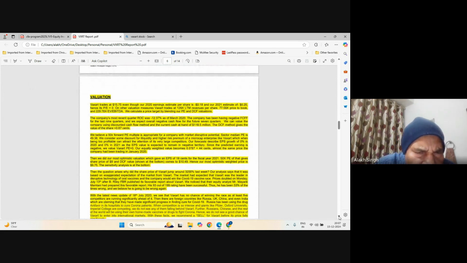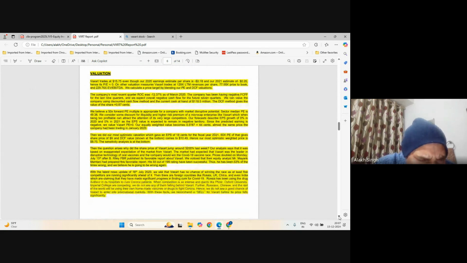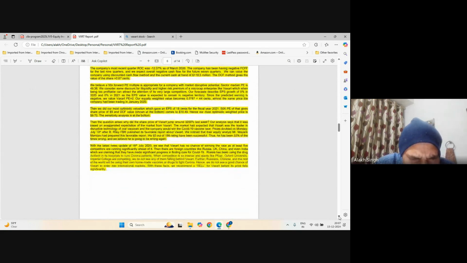And then valuation. So what is the conclusion in valuation? We see that Vaxart has no chance of winning the race. With the latest news update on 18th July 2020, we see that Vaxart has no chance of winning the race. At least 5 competitors are running significantly ahead of it. Then there are foreign countries like Russia, UK, China, and even India, which are claiming that they have made significant progress in finding a cure for COVID-19.